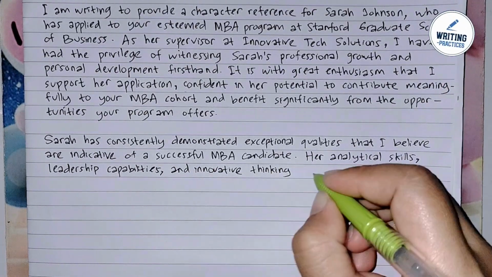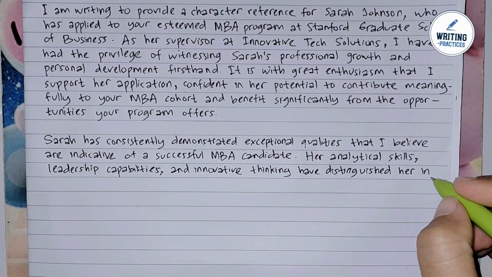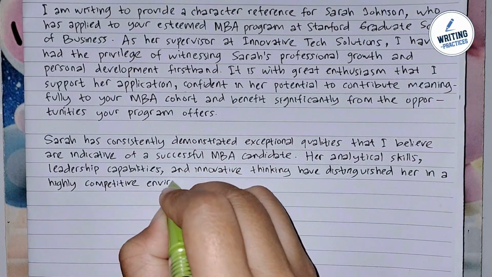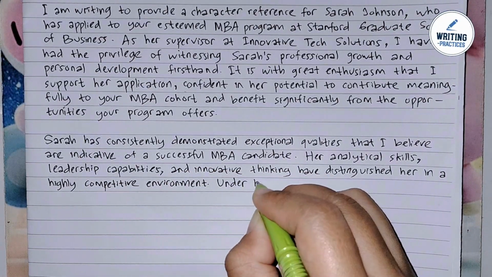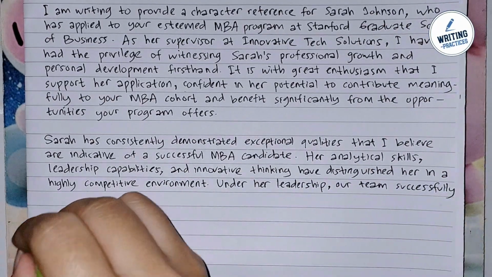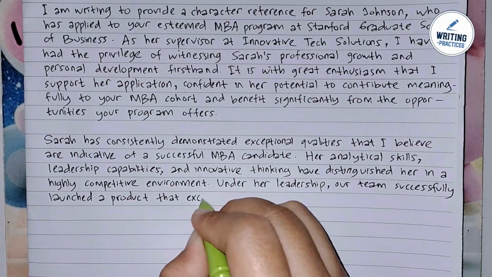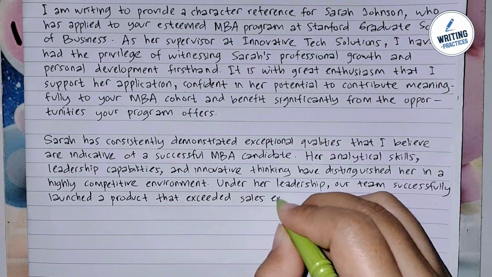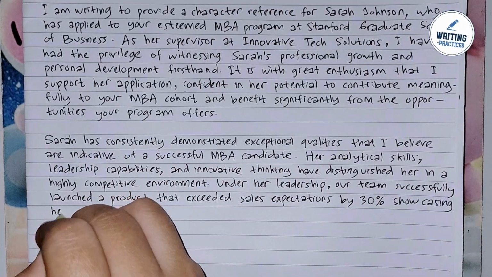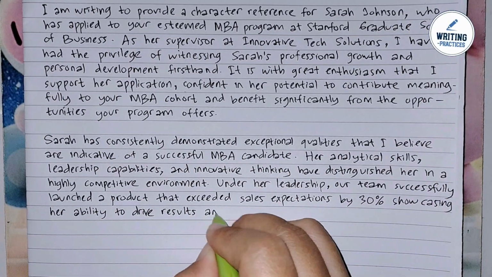After that, mention specific skills, such as leadership, analytical abilities, or innovative thinking that the applicant possesses. You can elaborate it this way. Her analytical skills, leadership capabilities, and innovative thinking have distinguished her in a highly competitive environment. To make it perfect, you need to provide a concrete example of a successful project or achievement led by the applicant to show their practical impact. In this letter, the writer elaborates it this way. Under her leadership, our team successfully launched a product that exceeded sales expectations by 30%, showcasing her ability to drive results and inspire teamwork.